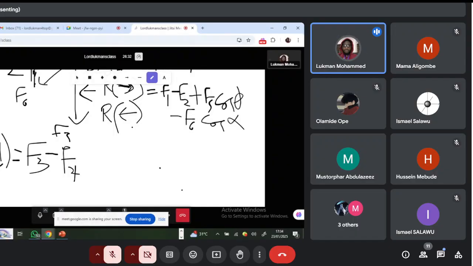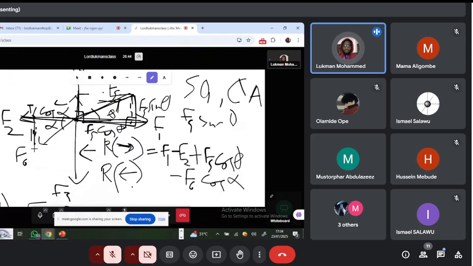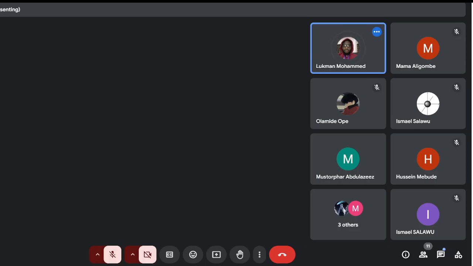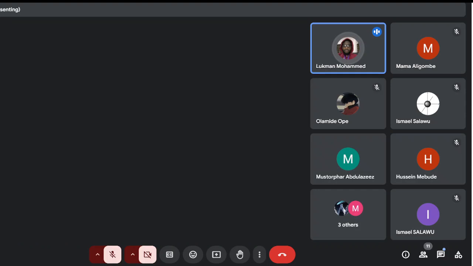So what are the other two forces I'm going to consider? I won't consider F1 because F1 is horizontal. F2 is naturally horizontal. I'm going to consider F5 and F6. So do not disturb yourself. What is the resolution here? For F6, here is F6. The horizontal has taken cos. F6 cos theta. Automatically, the vertical here is going to be sine. If one has taken cos, the other will take sine.